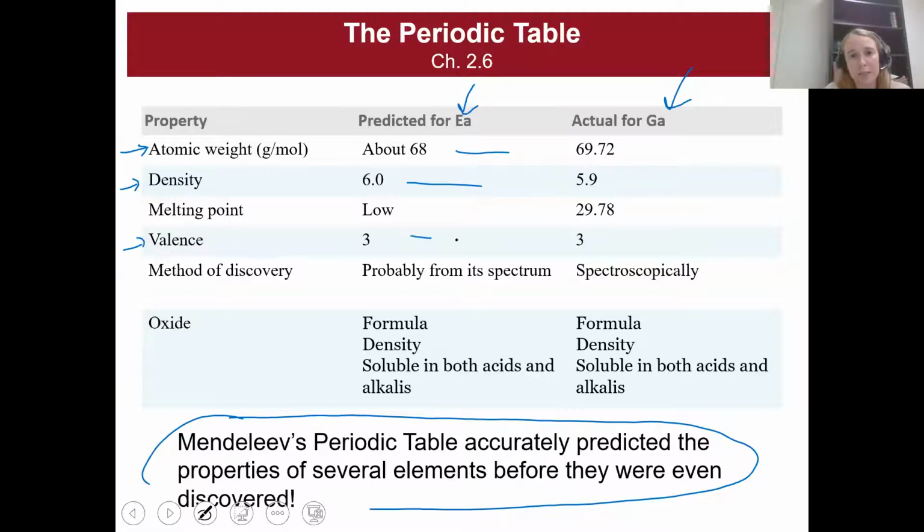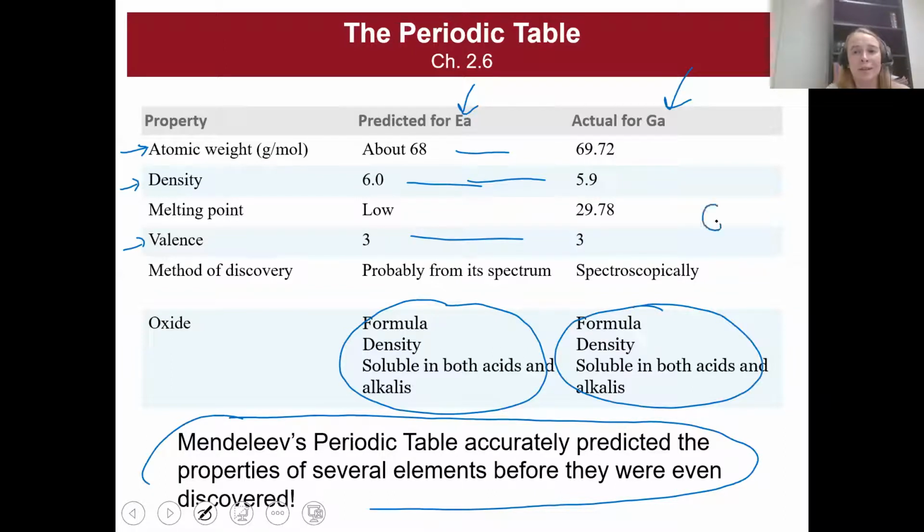So you don't know what valence is yet, maybe. You remember from high school, but we're going to get there. Don't worry about it. But he predicted it. Isn't that cool? And he also predicted properties of the oxide, so the compound made between gallium and oxygen. That's so incredible that he predicted these properties of an element that didn't even exist. And he did that because of the structure and the foolproof structure of the periodic table that he designed.